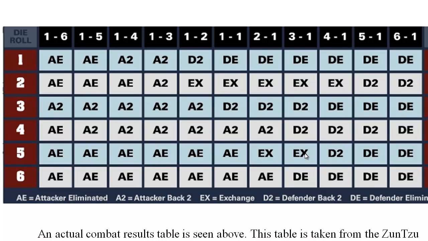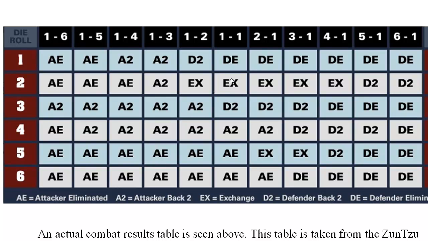As you increase the combat odds from 3 to 1 to 4 to 1, the likelihood that the attacker will take casualties falls, and if you get up to 5 to 1, the only results are D a limb and D back 2. There is no likelihood whatsoever that the attacker will take casualties.